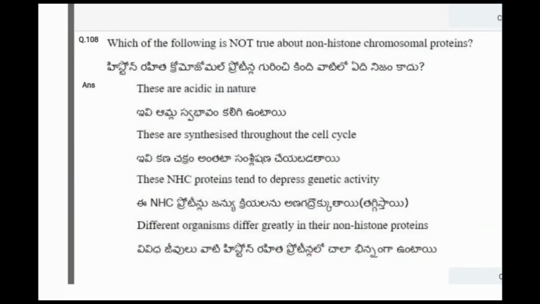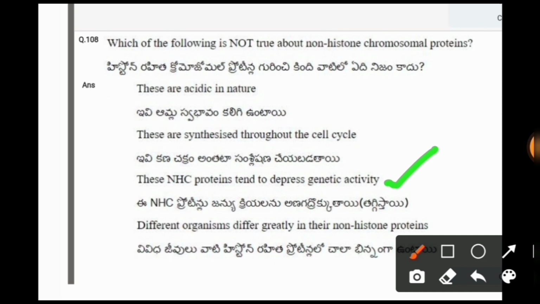Next. Which of the following is not true about non-histone chromosomal proteins? The options are, these are acidic in nature. These are synthesized throughout the cell cycle. These NHC proteins tend to depress genetic activity. Different organisms differ greatly in their non-histone proteins. The correct option is the third one, that is these NHC proteins tend to depress genetic activity.